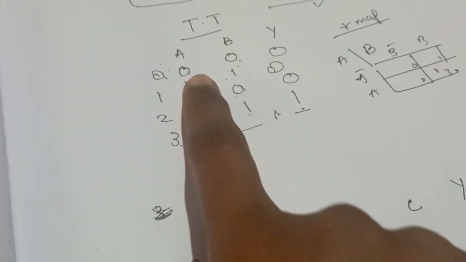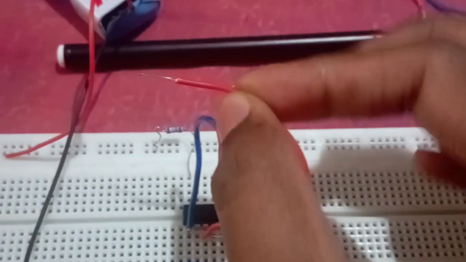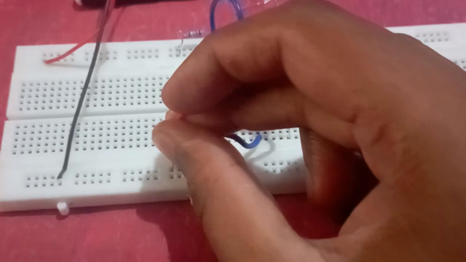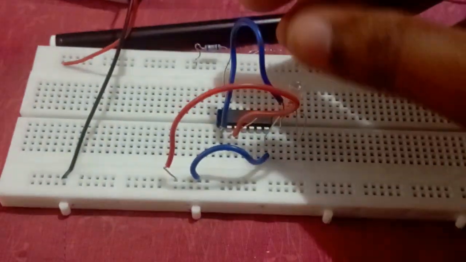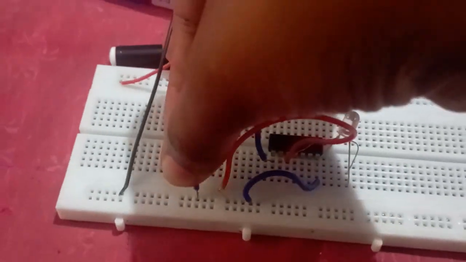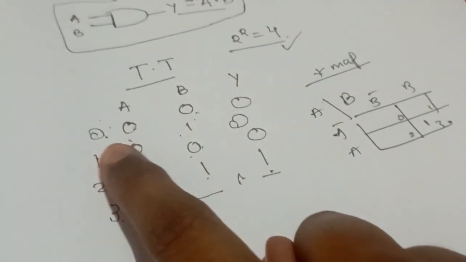Let us verify our inputs. First input I am going to give as 0 0. So the output must be 0. That is, no LED must glow. For 0 0 I am going to take this one wire and ground it. So 0 is nothing but 0 volt and 0 volt. This is 0, and this blue wire is the other input, so I'm going to give that also as 0. So now both are 0, but the LED is not glowing. That is, the first input is verified.